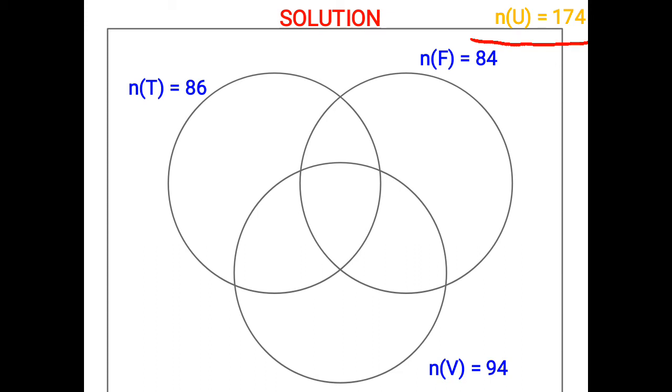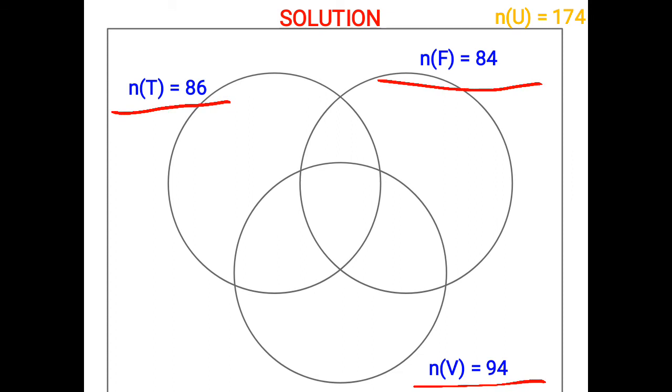It says that in a senior high school, there are 174 students in Form 2, meaning our total is 174. Of these, 86 play table tennis. The question didn't say only, so you put it up there. 86 play table tennis. 84 play football. And 94 play volleyball.